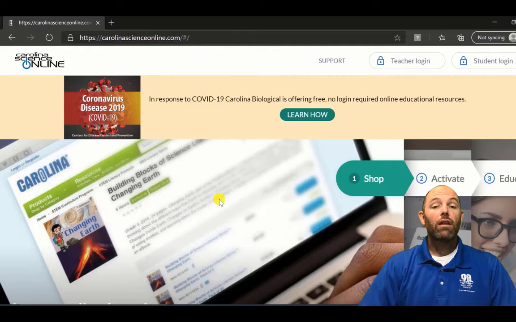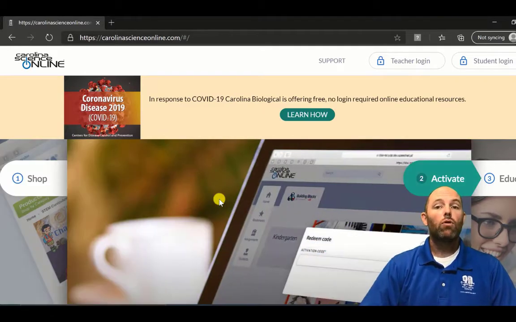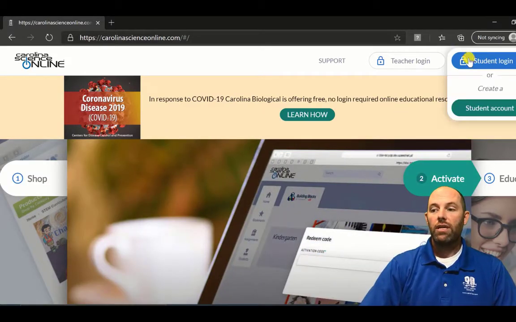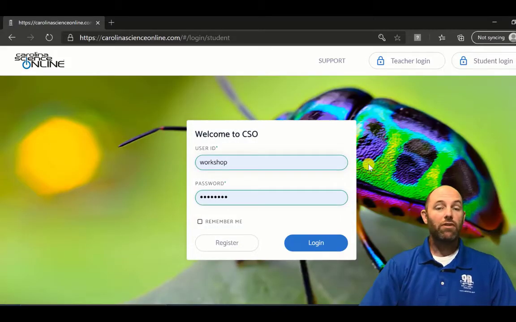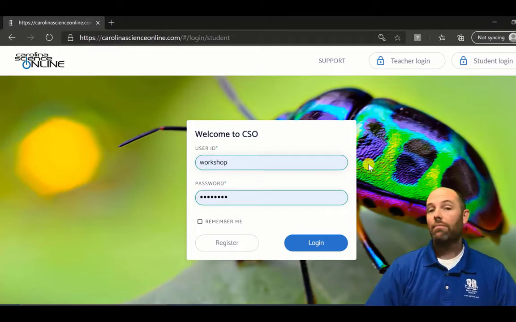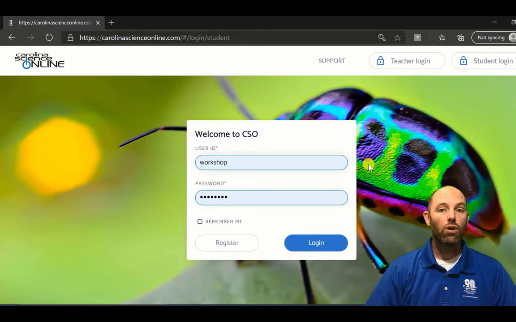Okay, here we are at carolinascienceonline.com. We're ready to log in. We go up to the top right corner and click Student Login. And for the purpose of this workshop, everyone has the same user ID, which is Workshop. No capital letters, nothing like that, just the word Workshop.